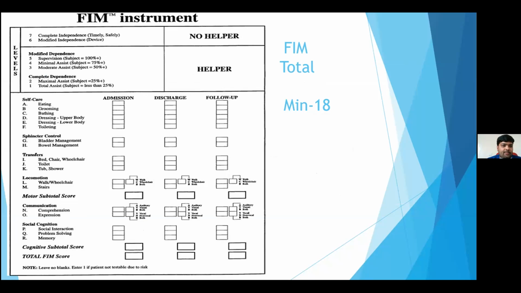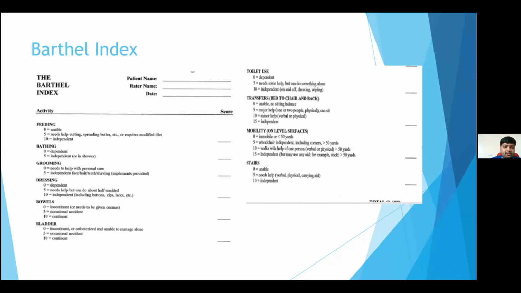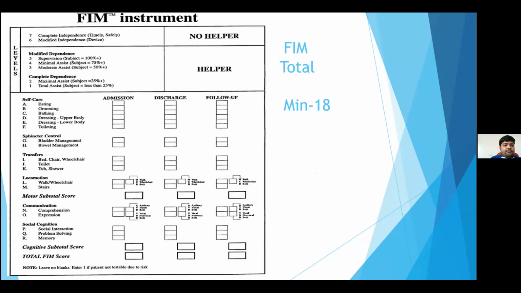Coming to FIM, the functional independence measure is very useful for stroke because it addresses aspects of communication and social cognition as well. If you see the Barthel index, it does not have these aspects, whereas the FIM has a motor subscore and a cognitive subtotal score. And in this, there is a lesser ceiling effect, meaning that you can elicit functionality in a more specific way. Smaller changes in function can be picked up better with the FIM score. So here you have a total score of 126 with a minimum score of 18, addressing these aspects.